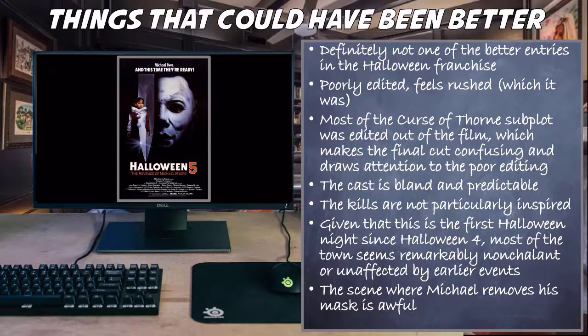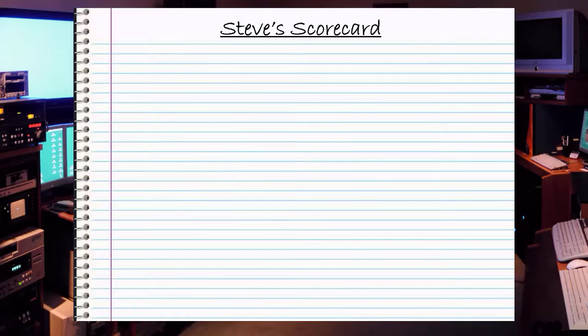Finally, there is a scene where Michael removes his mask in this film, and it is awful. There's just no defending it. It is awful. So let's get to Steve's scorecard for this film. Kills, I counted 12, plus there are more from an off-screen mass casualty event. Bare breasts, oh, not quite. I've given it an asterisk.